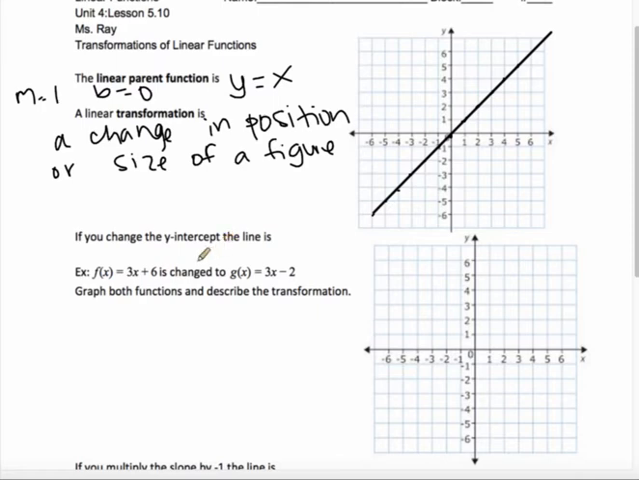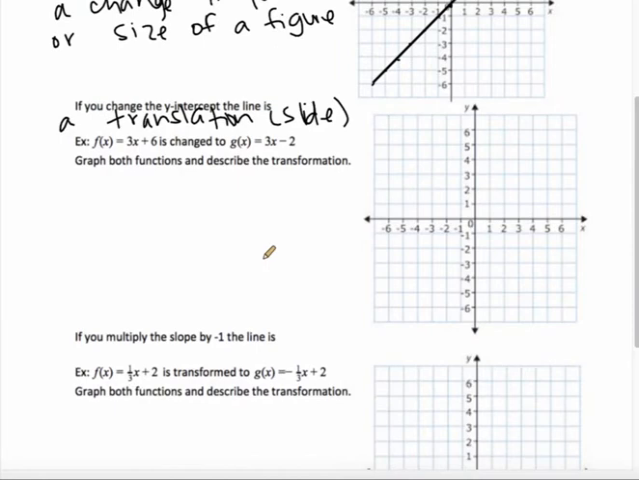So the first one is called a translation. Another word for that would be like a slide. If you change the y-intercept, the line is a translation, or a slide. So for example, f of x equals 3x plus 6 is changed to g of x equals 3x minus 2.